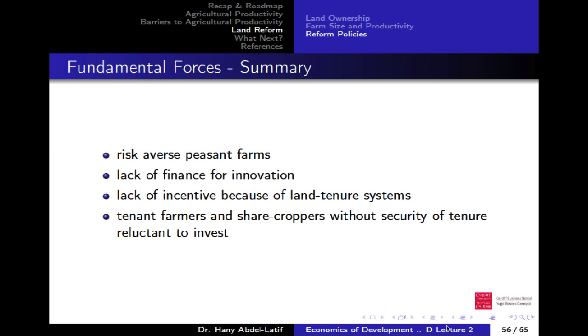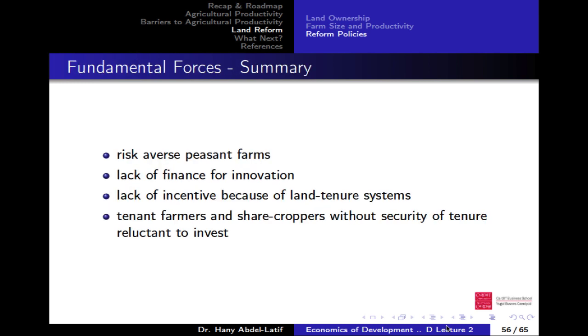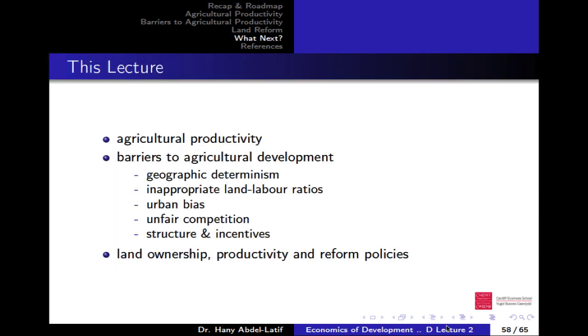So anyway, even if land reform is good, it's not going to work on its own. Even if we agree with the idea of land reform, or redistributing land to give incentives to farmers to adopt new technologies, it's not enough. It's not sufficient. It has to be complemented with other things like, as I said, access to credit, water, fertilizers, new seeds, new technology, etc. It has to come as a package with other policies as well. So that's everything we wanted to cover today. Any questions?